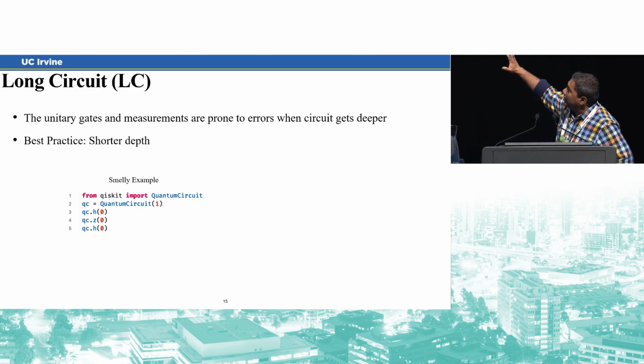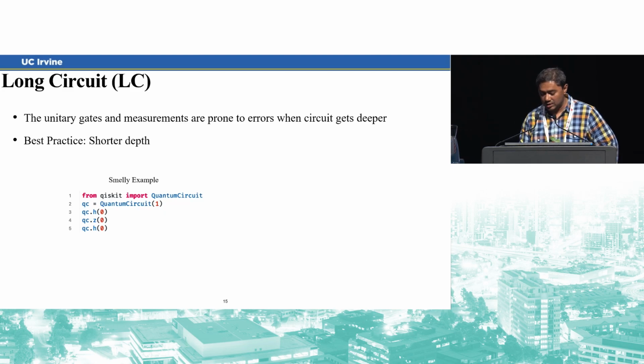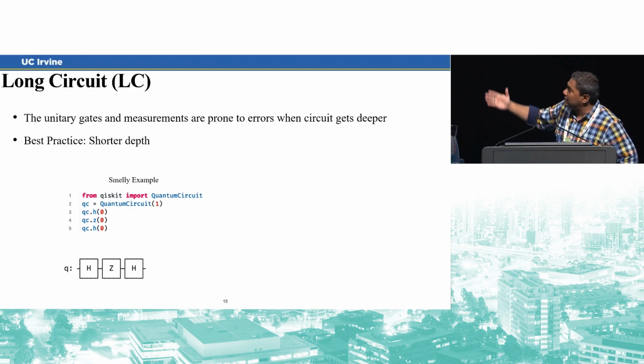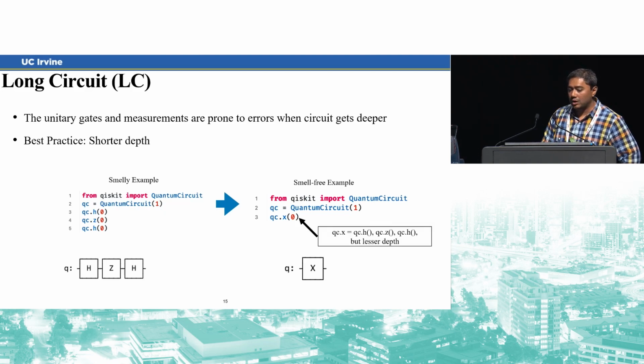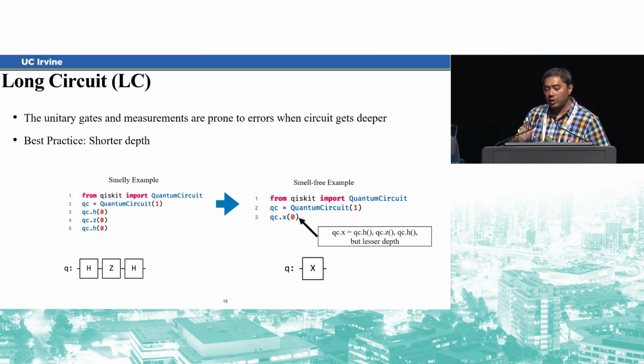So here is an example. If you look at line 2, you'll see that we are initializing a circuit, and then we are doing three operations, H, Z, and H, on that circuit. Now this is a smelly one because the circuit is long, and it's a simplified example. Now, if we want to smell-free it, this is one way of writing it, where we are combining operations H, Z, and H into that operation X. The figure below is a graphical representation of what that circuit looks like. So that was one of the most prevalent ones, long circuit.